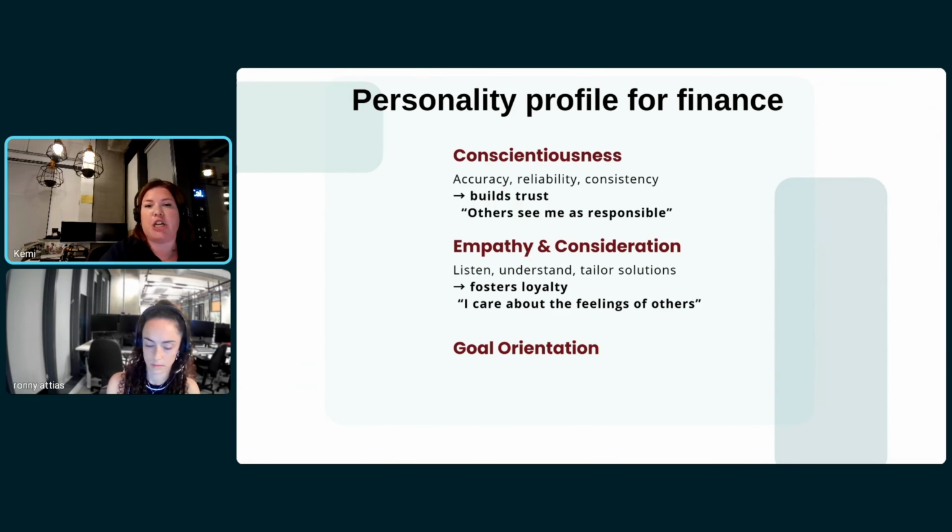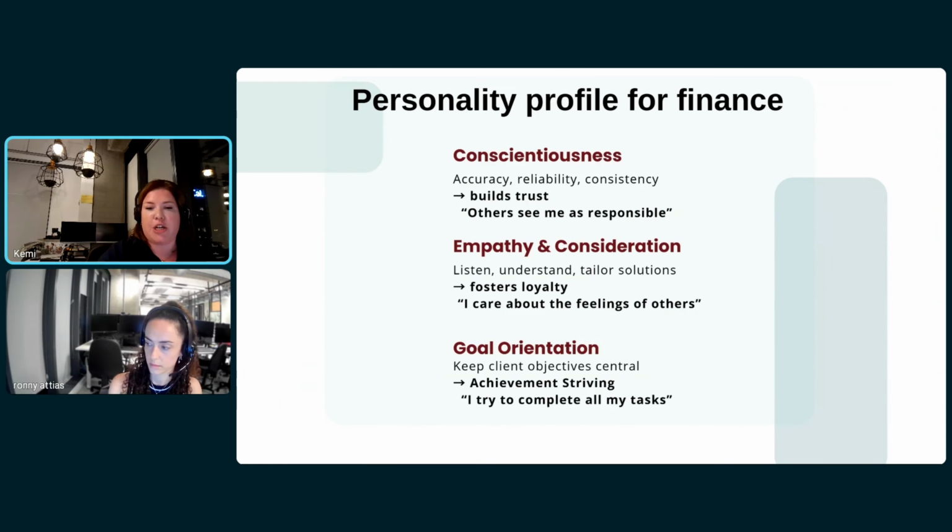Empathy and consideration talks about how you listen to people, how you understand people's needs and tailor solutions to what they need. This fosters loyalty. An example statement here would be, I care about the feelings of others. So again, when you see statements along those lines, you know that that is the trait that they are looking at.